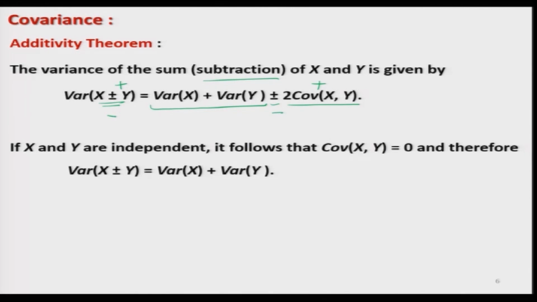And in case X and Y are independent, then obviously this covariance term is going to be 0, and therefore the variance of X plus or minus Y will simply be the sum of the variances of X and Y. If you remember, when I was finding the variance of the sample mean, I used this property: since we have a random sample, all the observations were independent, so their covariance was 0.